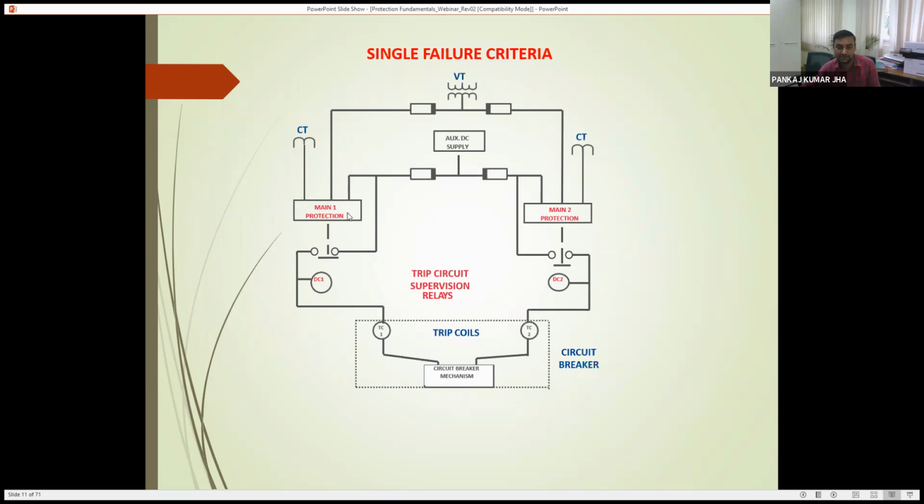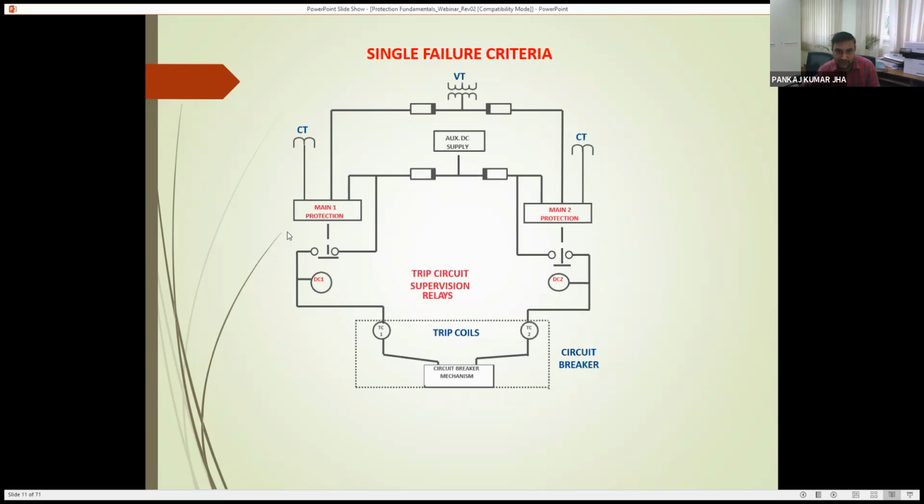Some utilities are using relays from the same manufacturer also, but generally it is preferable to use relays from two different manufacturers so that they may have different operating algorithms, and in case, due to any reason, one relay fails to operate, then the second relay may operate and isolate the fault.